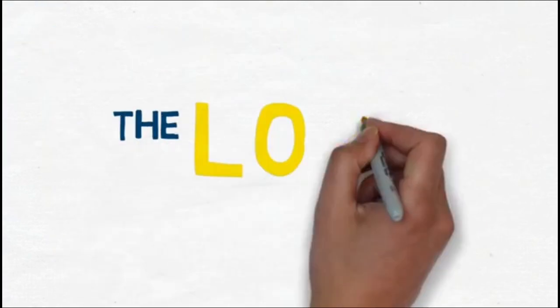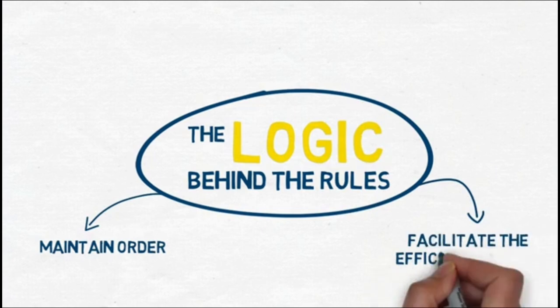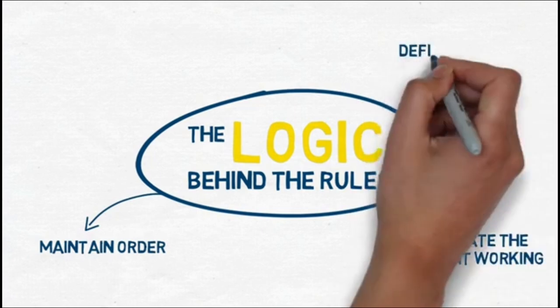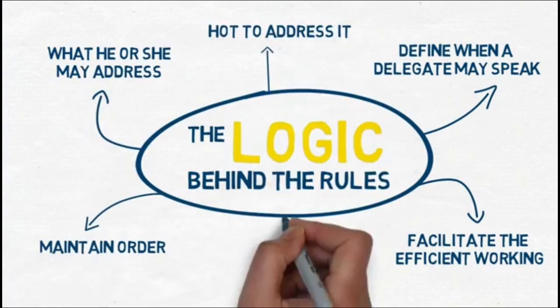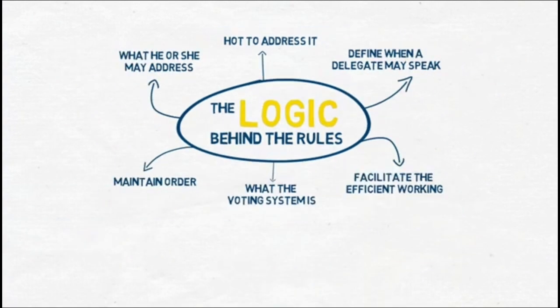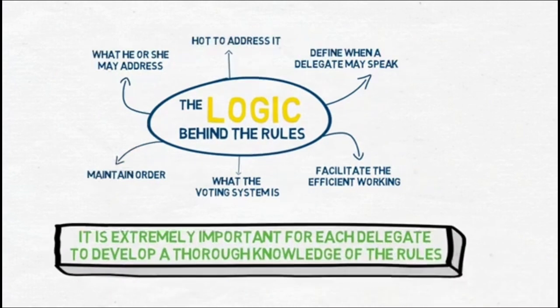The logic behind the rules of procedure is simple. They help to maintain order and facilitate the efficient workings of the groups. They define when a delegate may speak, what he or she may address, how to address it, or what the voting system is. Therefore, it is extremely important for each delegate to develop a thorough knowledge of the rules.